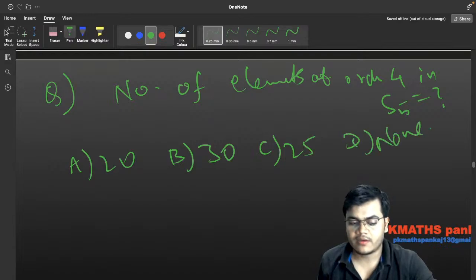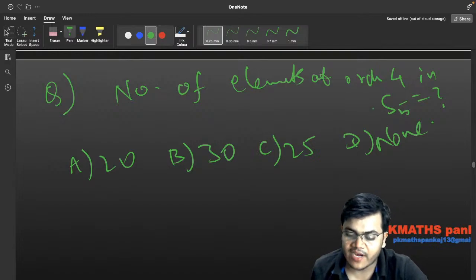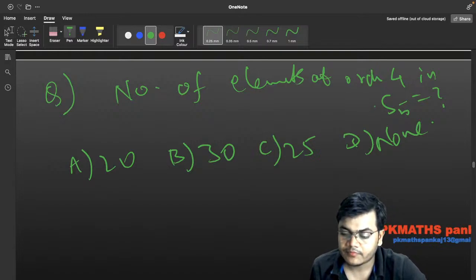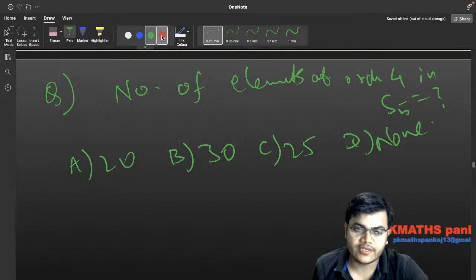What do you think? Come on. Number of elements of order 4 in S5. What do you think? Ashish Tiwari is saying 30. So number of elements of order 4 in S5 is what? Certainly you can say what?